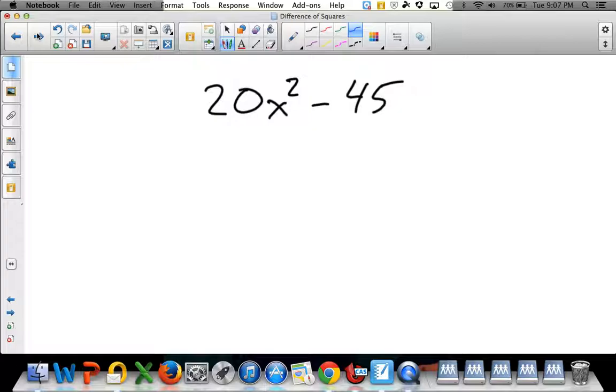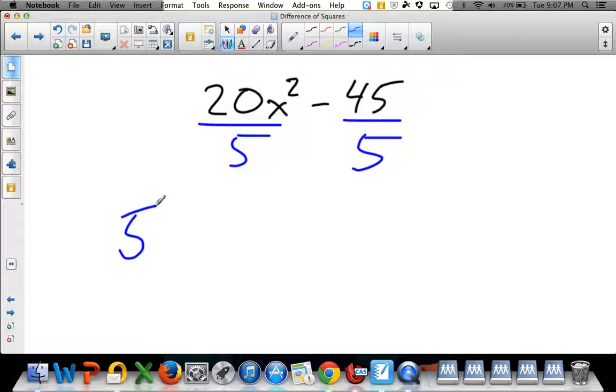Next example, I have 20x squared minus 45. Again, just like the last example, 20 is not a perfect square. I do have a minus sign, so I have a chance of this being a difference of squares. So I need to take out a number that will come out of both terms that is a perfect square. I can't take 20 from either one because 45 is not divisible by 20. But I can take 5 from both. So I'm going to factor out a greatest common factor of 5.